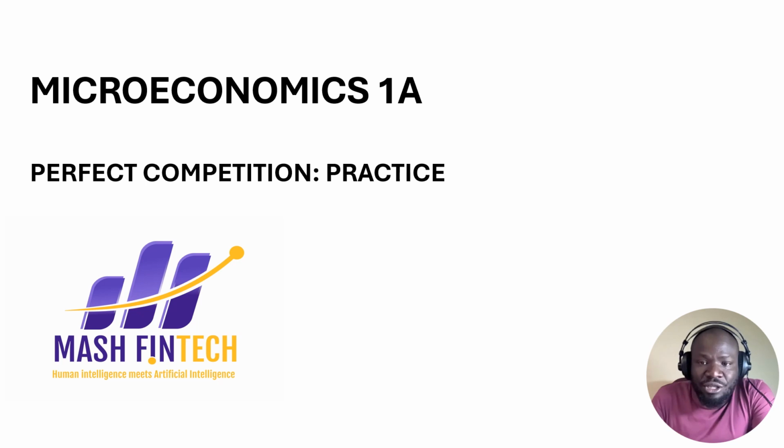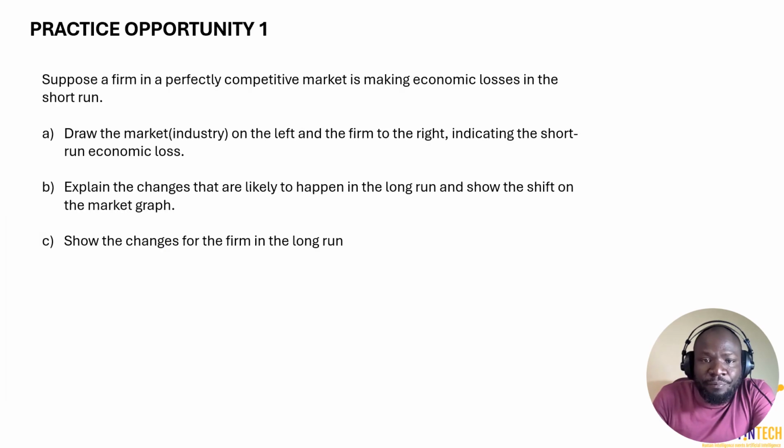We are going to discuss the questions I put at the end of the section on perfect competition. Two questions for you guys to practice. I hope you managed to get them. If not, let's get through them together. The first question was about a firm in a perfectly competitive market, and what you had to do was to draw 2 diagrams, one on the left showing the market, one on the right showing the firm, and indicate short-term economic losses, and then explain how this changes in the long run.